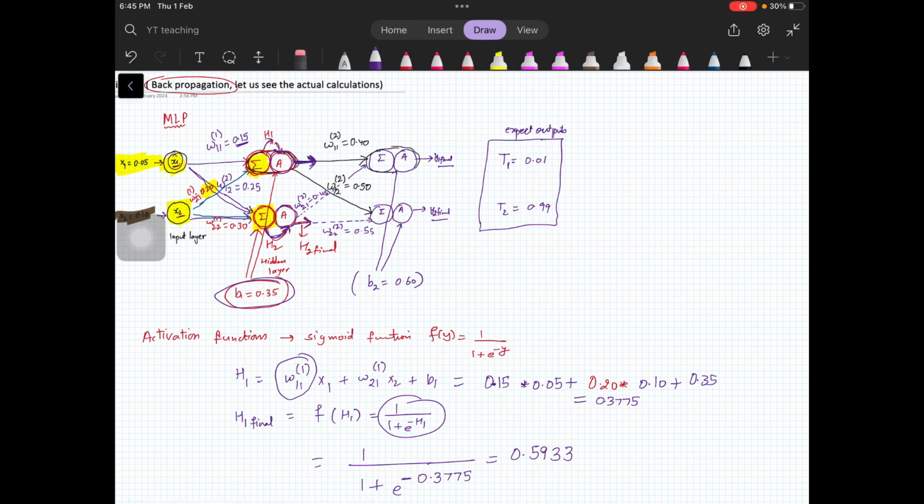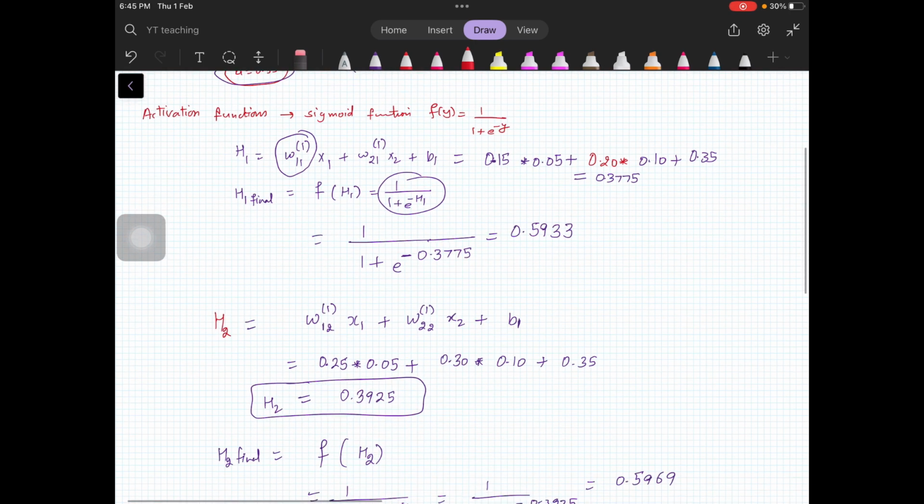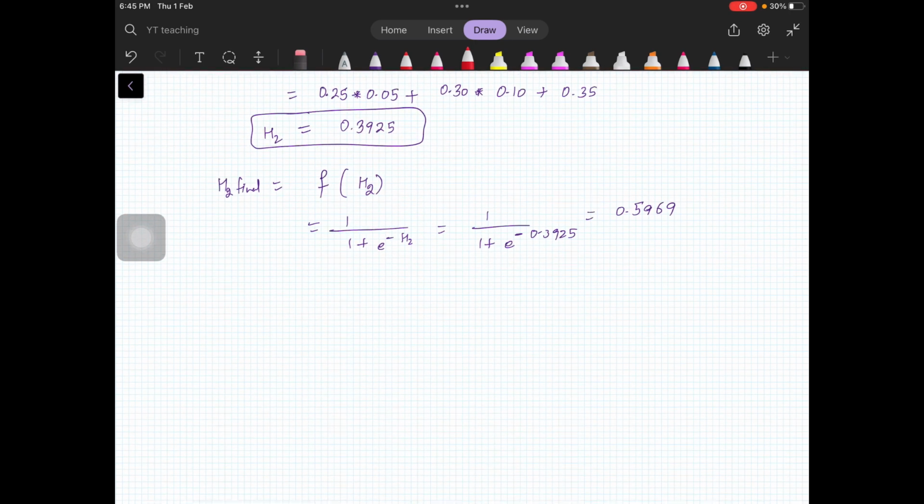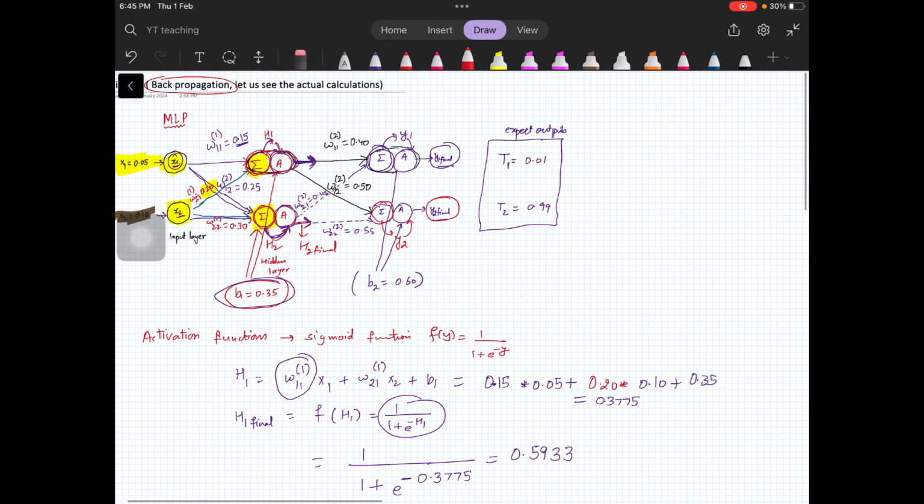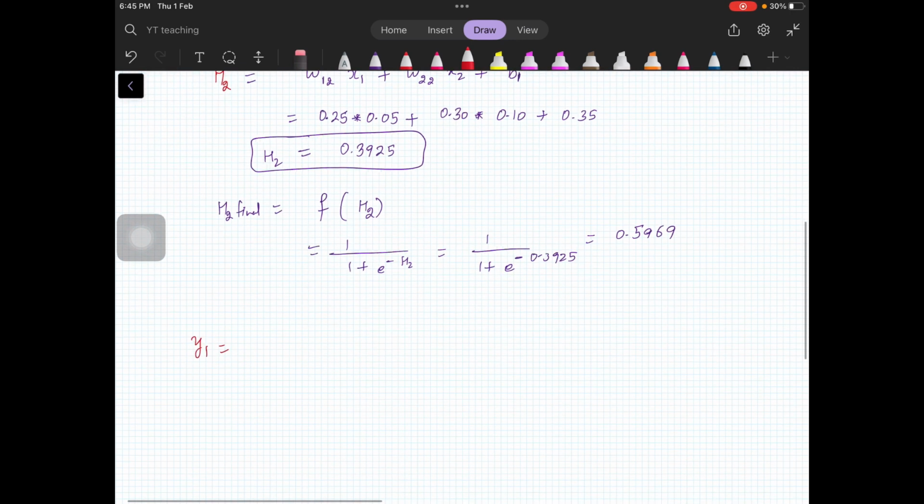Right. Now what is your next task? You want to know what comes out of here, y1, and then that will go to your activation, and then you'll get your y1 final. Similarly, you want to know what is coming out of here, which is y2. Then y2 goes inside your activation function, and you get your y2 final. Right. So let us see what my y1 is. You can see what is being fed into y1. Here h1 final is going from here and h2 final is going from here. So you have to choose your weights accordingly.